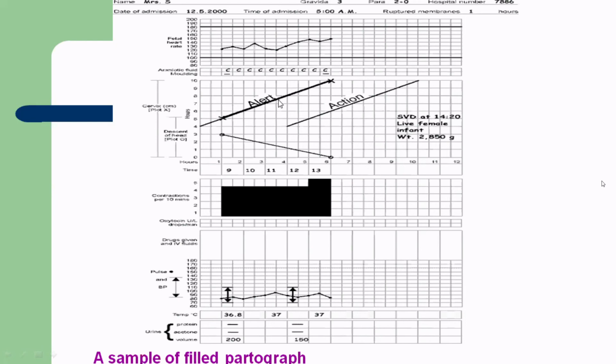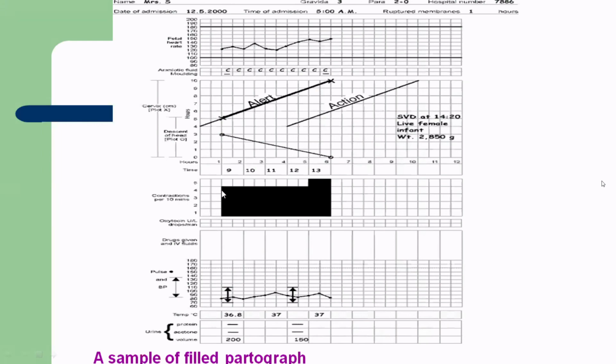If the labor is progressing very fast, the plotting will be on the left side of the alert line. If it is slow, it goes towards the right side. And if it touches the action line, that means it has become too late and you have to deliver by cesarean section. If it is on the alert line or on the left side of the alert line, that means the labor is progressing very satisfactorily. This is the uterine contraction.